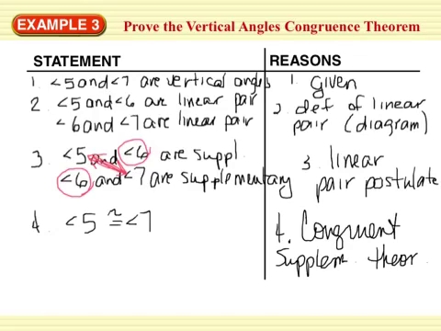Okay, here's example 3. Which previously proven theorem is used in example 3 as a reason? Step 4, right here, is the congruent supplements theorem, and that was used in example 4. Okay, I'm going to push pause and go back to the next slide.